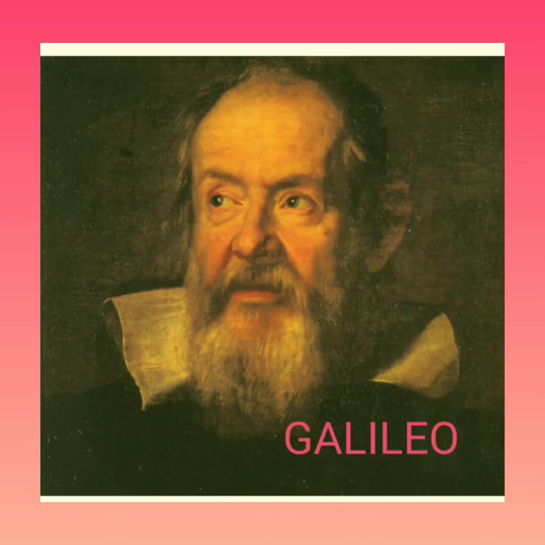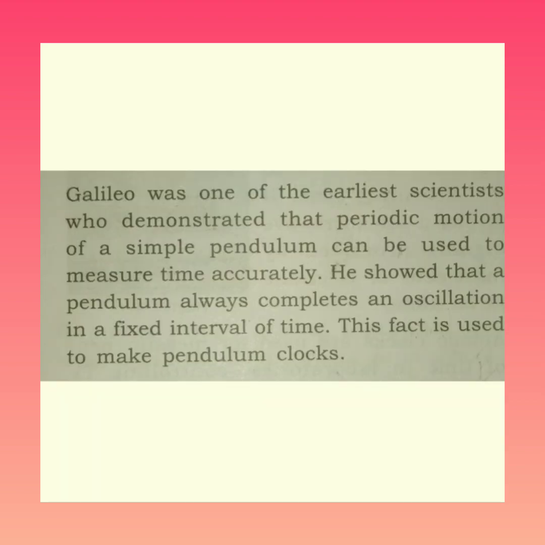See, he is Galileo. Now what does he do? Why should we talk about him? It's because Galileo was one of the earliest scientists who demonstrated that periodic motion of a simple pendulum can be used to measure time accurately. He showed that a pendulum always completes an oscillation in a fixed interval of time. So this fact is used to make pendulum clocks.